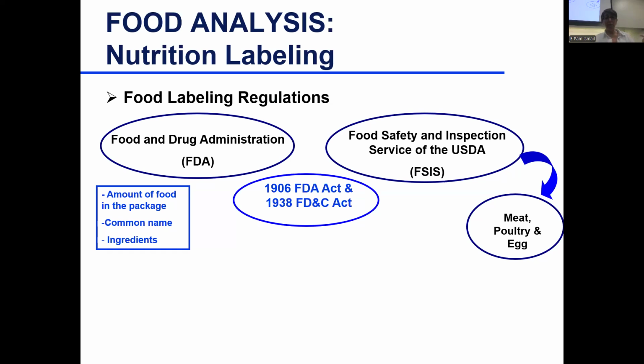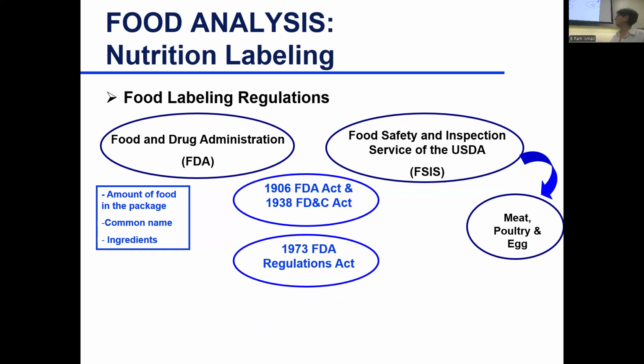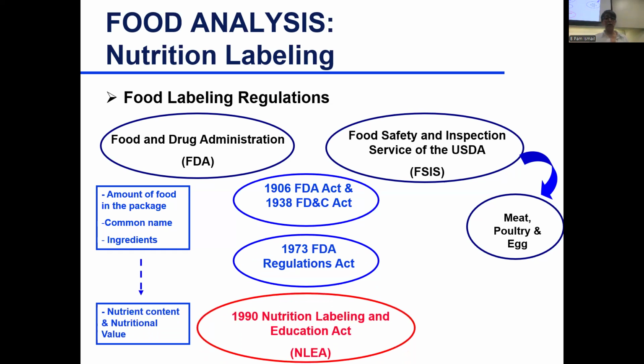All right, and then came another act in 1973, and I'll tell you what it goes into in the next slide. So they gave it a little bit more regulation, and the last one came in 1990, the Nutrition Labeling and Education Act, and they keep adding things to it as we go, but this is the act that resulted in the nutrition label we currently know and made it obligatory for most foods.